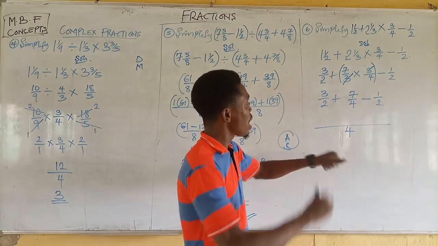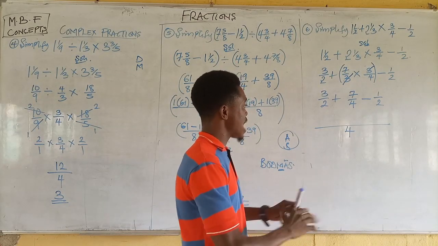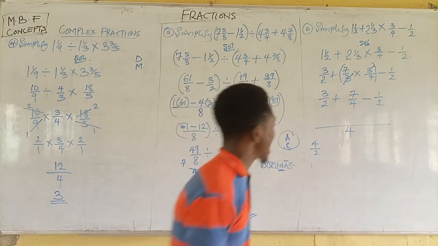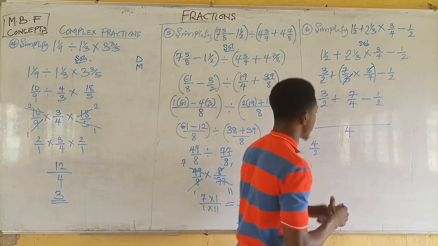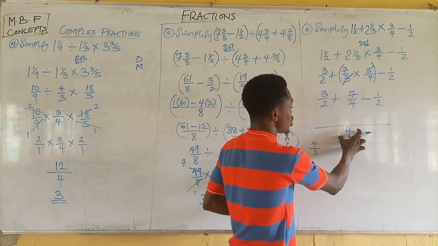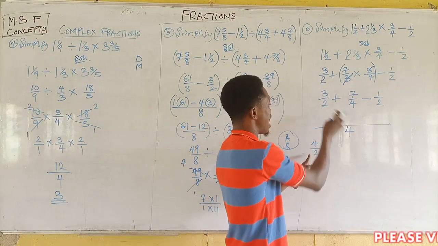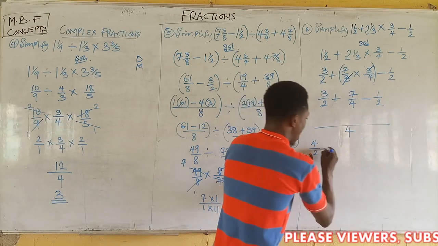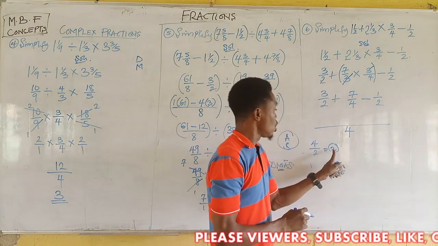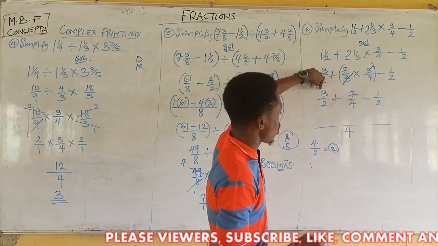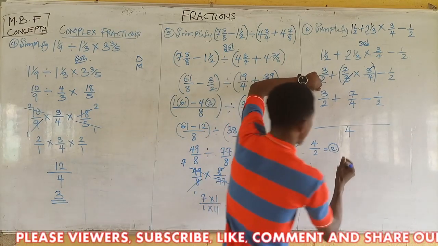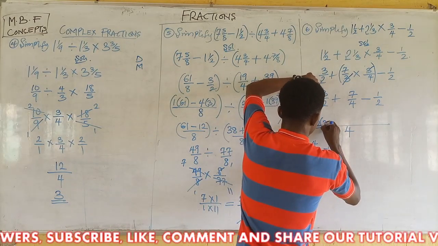Now that we have 4 as our new denominator, what else do we do? At this very point, all we need to do is to divide the new denominator by the first old denominator. We now have 4 divided by these 2, and this will give us 2. And what do we do to these 2, guys? We are going to use these 2 to multiply the numerator corresponding to this denominator. Are we there? So we are going to have 2 times 3.